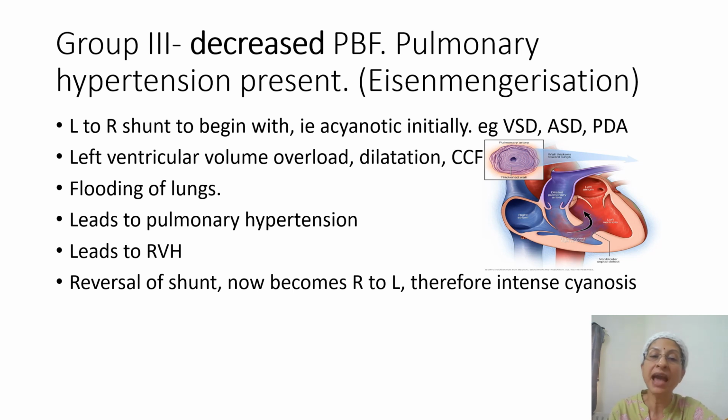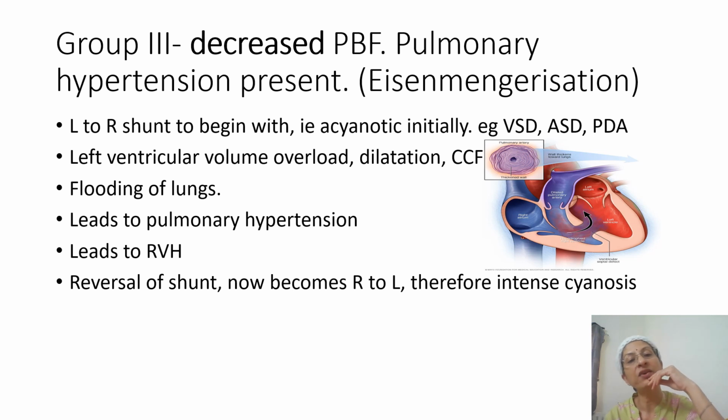Later on, there will be a reactive type of pulmonary hypertension in which the pulmonary arterioles will constrict and try to resist more blood coming into them. Later on, there will be development of irreversible changes of pulmonary arterial hypertension. All these changes will lead to right ventricular hypertrophy.